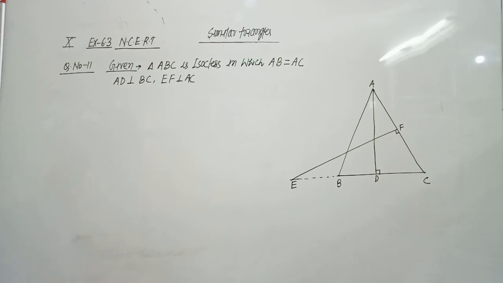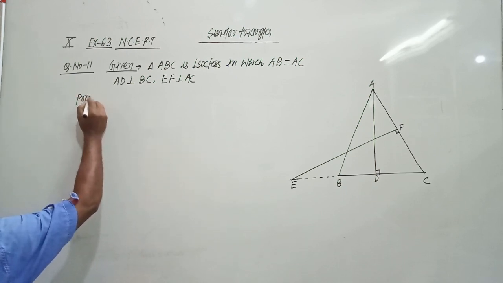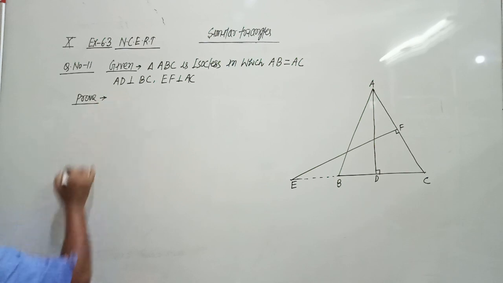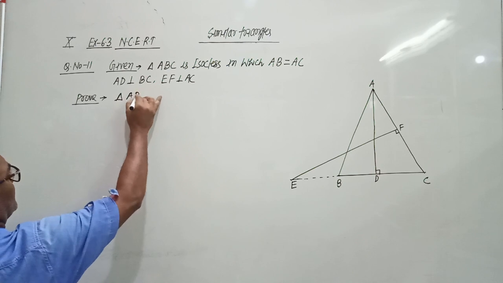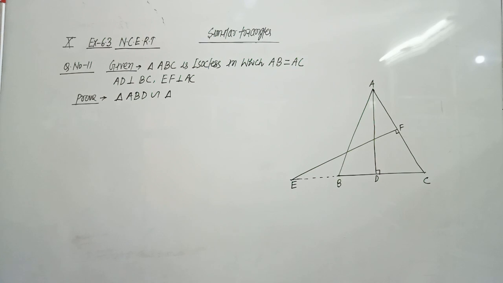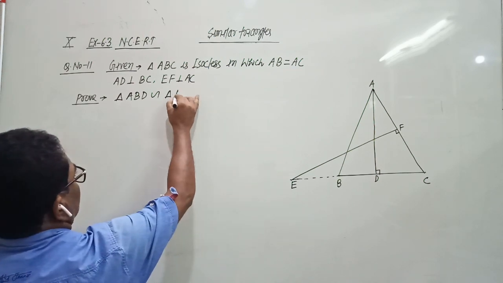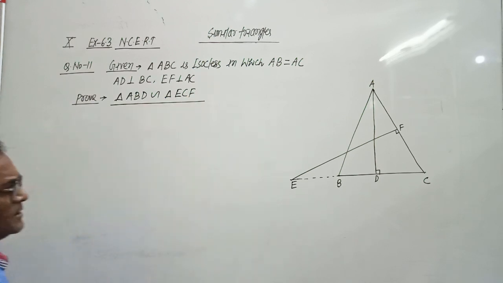That proves that triangle ABD is similar to triangle ECF. Prove that triangle ABD is similar to triangle ECF. Triangle ABD is similar to triangle ECF.